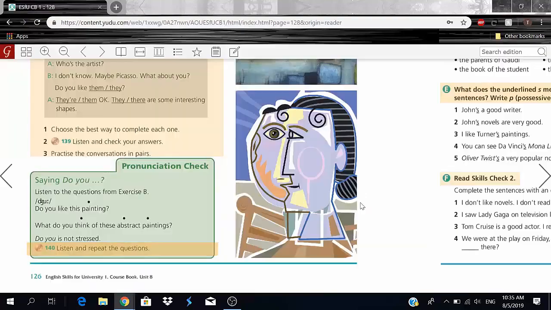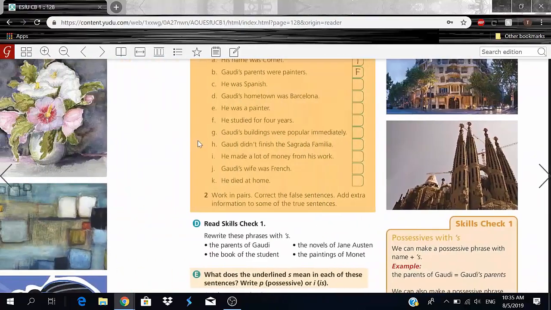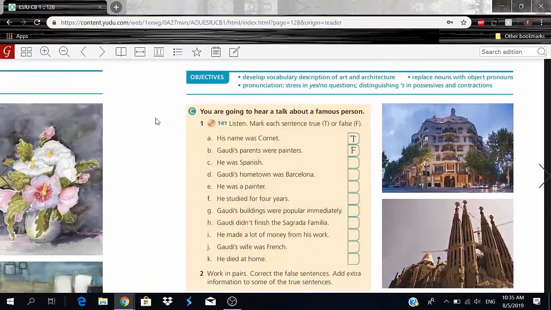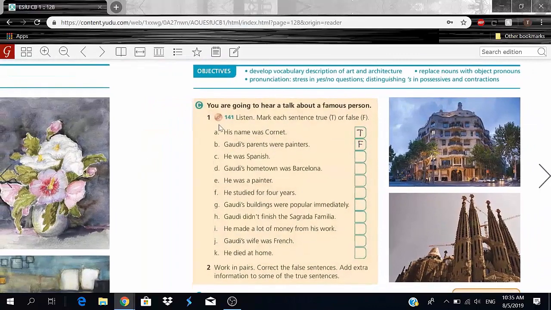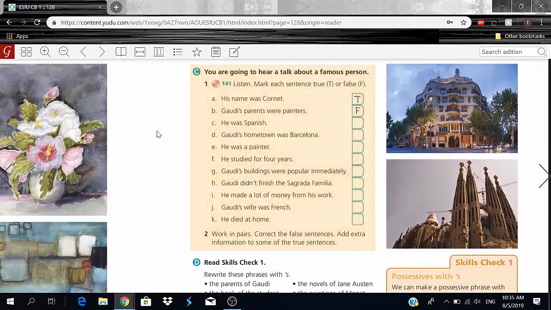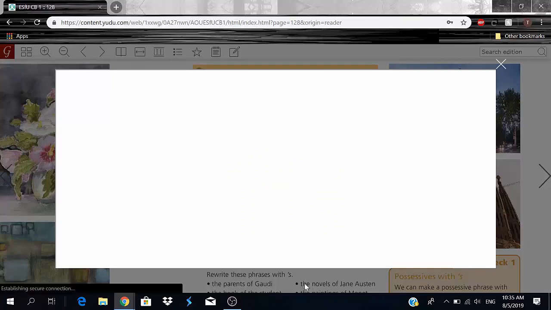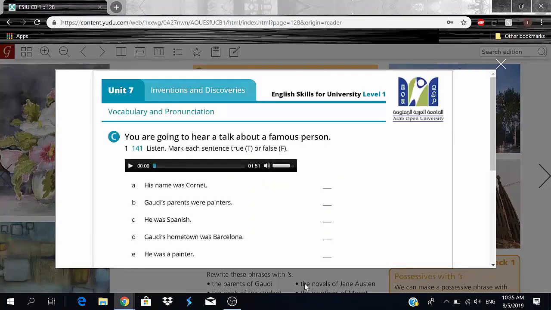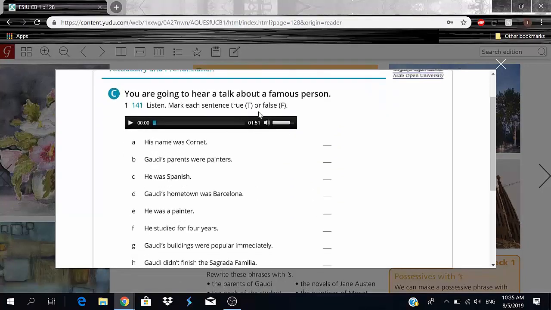Alright, some pretty simple stuff. Now let's move on here. Okay, now this is going to be fun. You're going to hear a talk about a famous person. Okay, so we're going to hear a talk about someone famous. And I'm guessing this is just a simple true or false. Here we have some information about said person, and we're going to have to tell if it's true or false. Let me play it for you guys the first time.